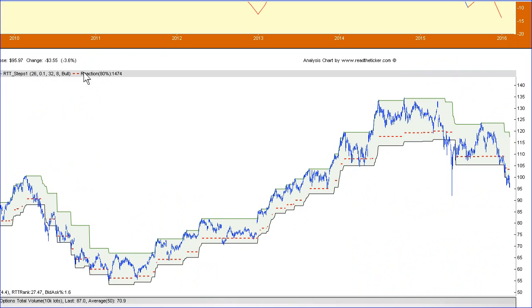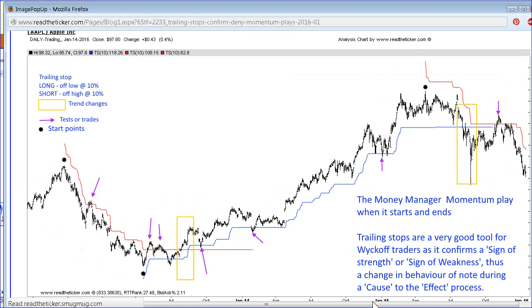I've got the reaction, which is the red dotted line, set at 80%. You'll notice that the 80% is a measure from the high of the band to the low of the band. So 80% falls down here. If you notice this red line here, it falls pretty much near exactly where the blue stop loss line is.